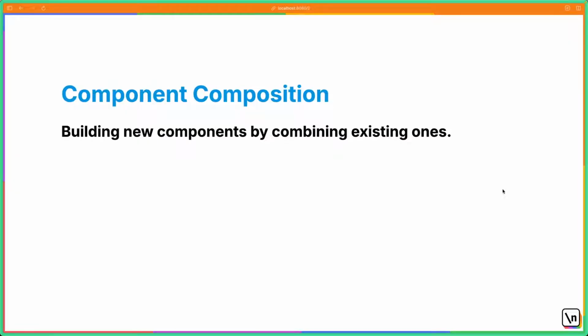Let's get started. In the context of React, component composition refers to the practice of building new components by combining existing ones. A component, in its simplest form, is a function that takes an input and returns a React element or a JSX element. A component is also a reusable piece of code that represents a part of the user interface. Composing components means you are combining these components to create a new, more complex component.